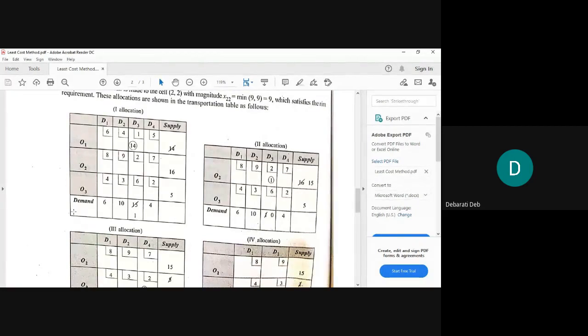So in your copy, you make this format of D1, D2, D3, D4, supply, O1, O2, O3, demand. Like that you form it, and make the boxes a little bit bigger than the question size. Otherwise, you cannot fit the allocation part.